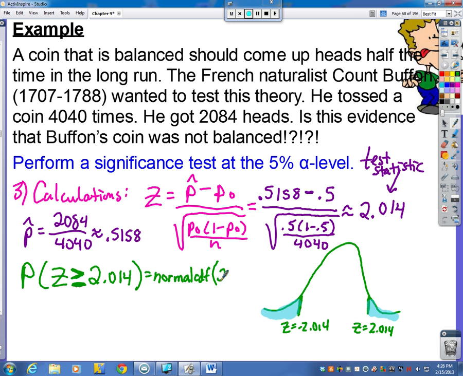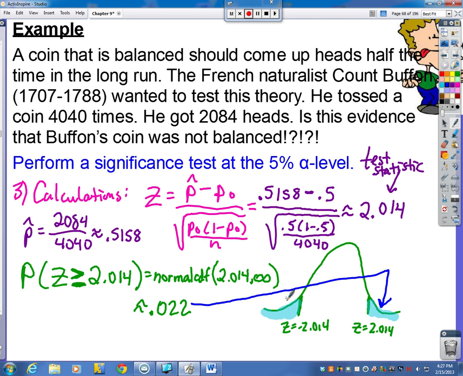And our lower bound is the 2.014. Our upper bound over here is infinity. And so when I punch that in my calculator, I get, and I'm going to do 4 significant digits again, 0.022, and then really 00. So I'm just going to write 0.022. Now this 0.022 represents just the right tail.